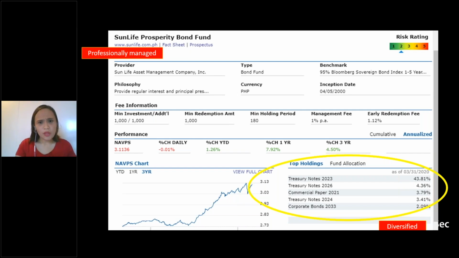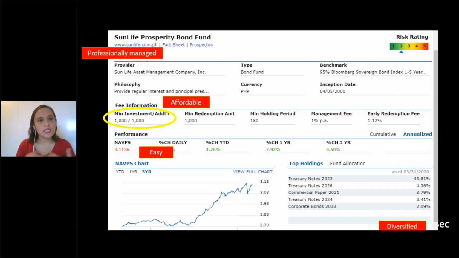And next, what else? It's easy. Ito yung NAV-PS, Net Asset Value Per Share. Yung 3.1136 na yan, neto na yan. Wala nang sales load. You don't have to pay any more taxes. So, next is it's affordable. As low as 1,000. Yung susunod nyo, 1,000 na rin.